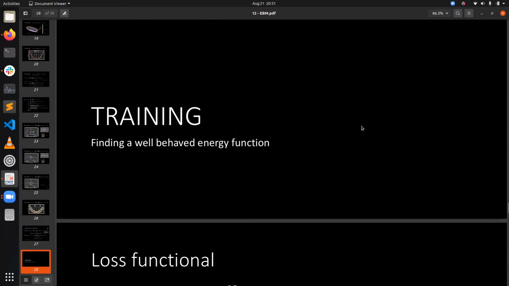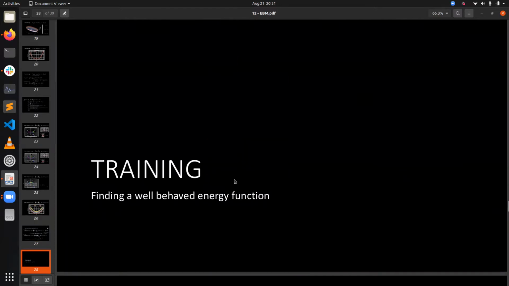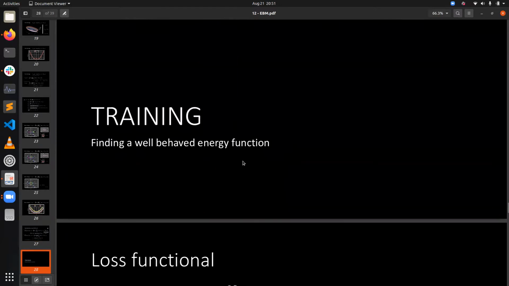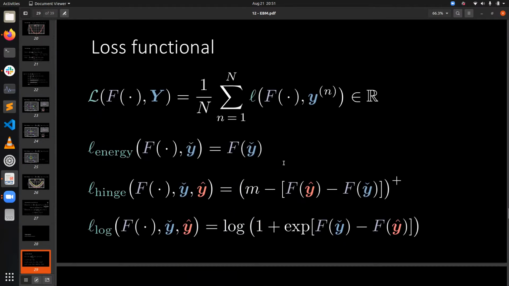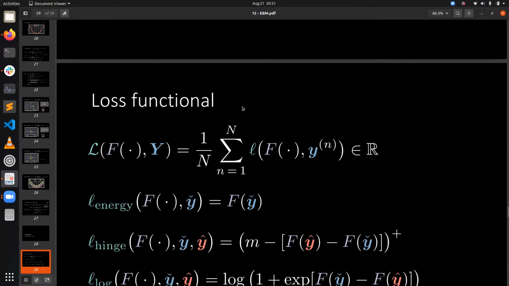And then we move on to training, like how do you actually get that model manifold. For training, obviously the main thing you need is a loss function, right? And a functional is just a function of a function. That's the meaning of functional.